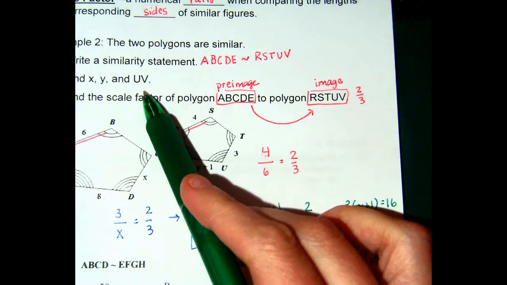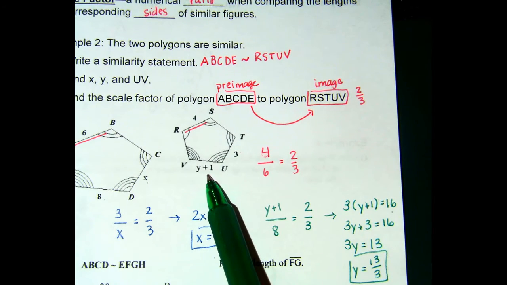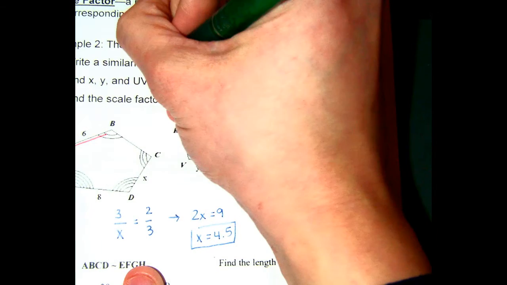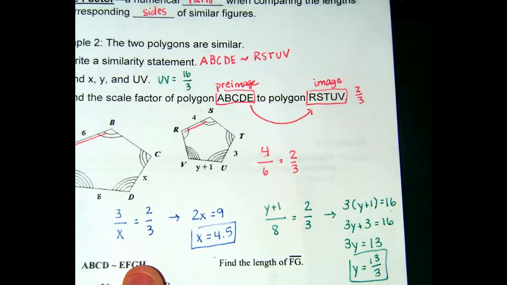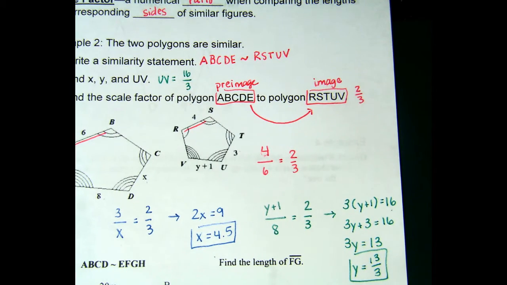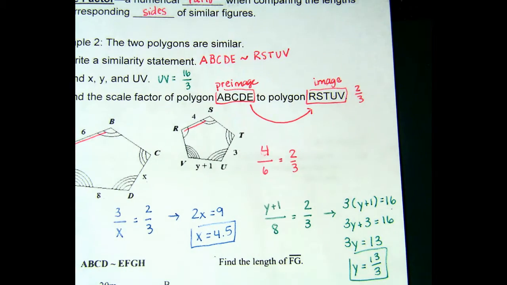Now, it also says find UV, which I'm just going to do by plugging in. So I'm going to add 1 to y. So UV, I'm going to write it up here because I'm out of room, is 16 over 3. So x, y, UV.